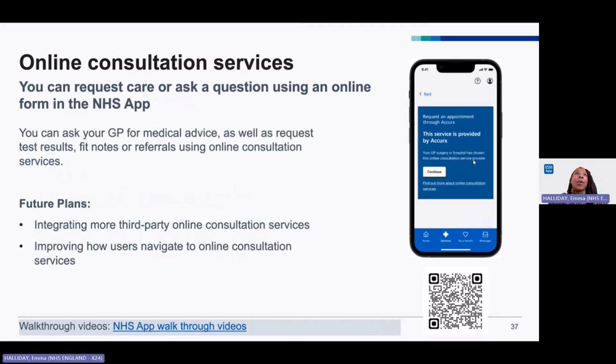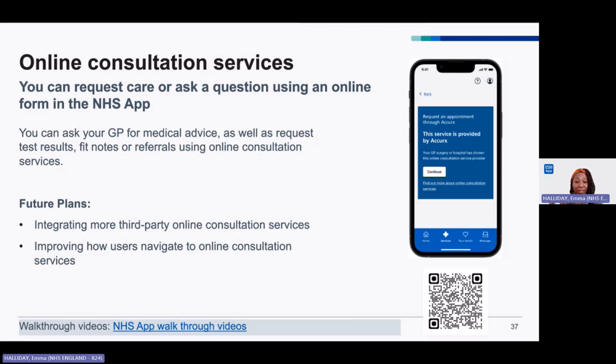So moving on to online consultations. This is a way for a patient to be able to contact their practice using a secure and confidential online form. If a practice does use an online consultation supplier, that has been integrated into the app. I think James had mentioned, he's put a link to the ones that have been integrated in the app, so you'll be able to see there.